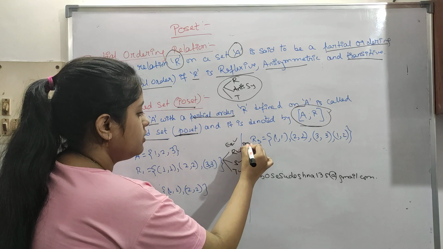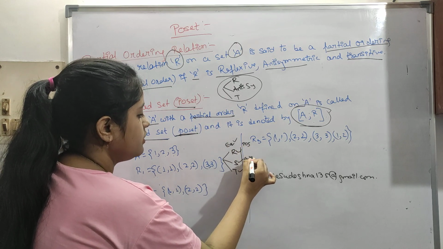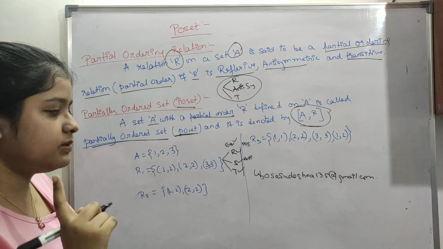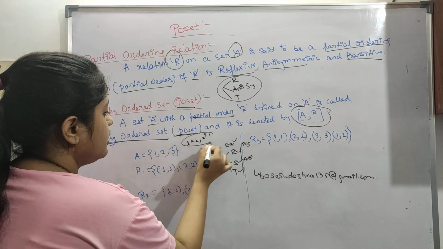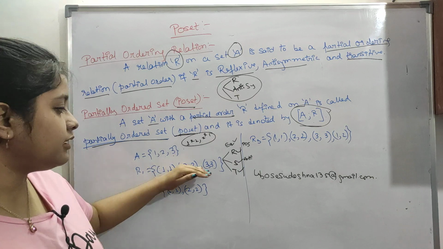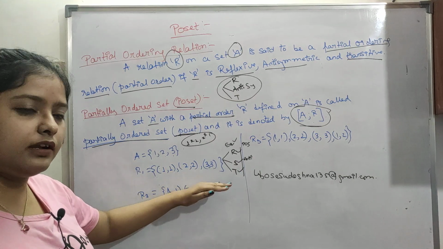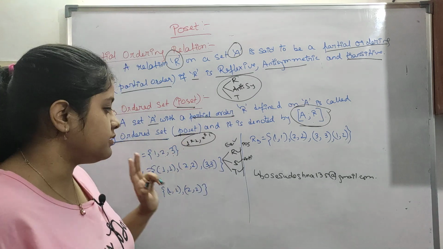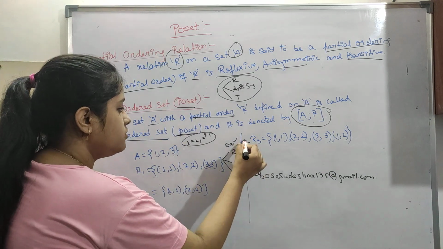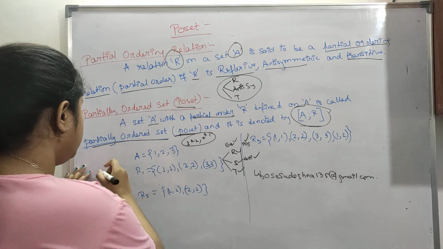For poset, only antisymmetric we have to check. This is antisymmetric: there is no case like 1 related to 2 and 2 related to 1, just the diagonal elements. Diagonal elements can be present in an antisymmetric relation. Only in asymmetric relations will diagonal elements not be present. So this is antisymmetric also, and this one is a poset.